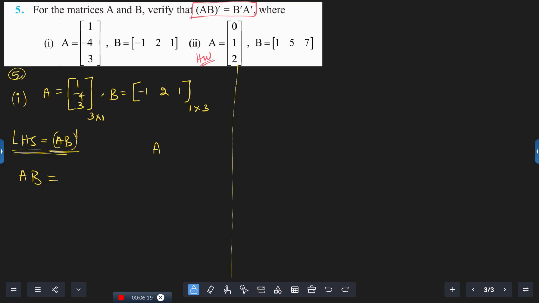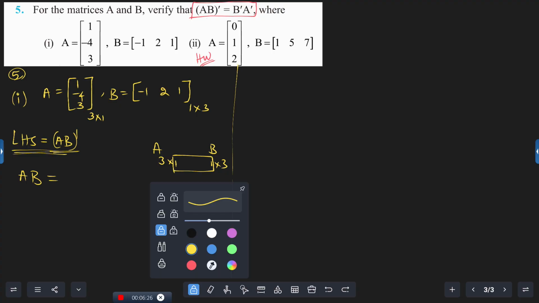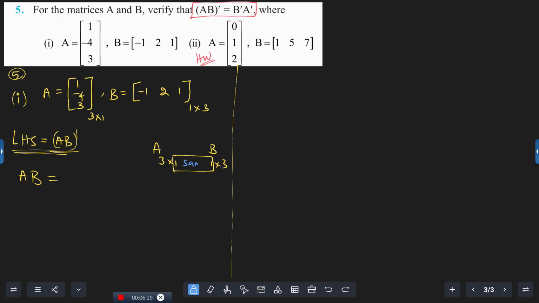So first, A is of order 3 by 1 and B is of order 1 by 3. So the inner orders must be the same. Am I right? See here, 1 and 1 are the same. Now the AB product exists. Then what output will you be getting? You will be getting a 3 by 3 matrix. Have you noticed? The order will be a 3 by 3 matrix. Understand? It will be a big matrix.